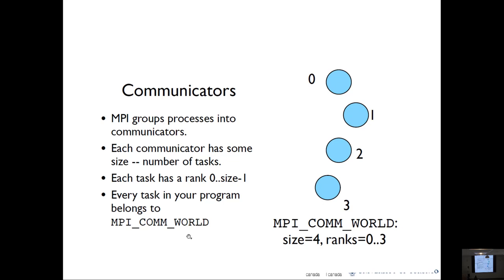So a communicator is a group of processes. In this case, we've got 4 tasks. COMM_WORLD, if I launch with mpirun -np 4, has 4 components, the circles being our representative tasks, and our ranks are 0 to 3. Okay? So this is MPI's grouping of tasks. Each task has a rank from 0 to size minus one, and every task in your program belongs to this COMM_WORLD. So you're always safe to use COMM_WORLD.